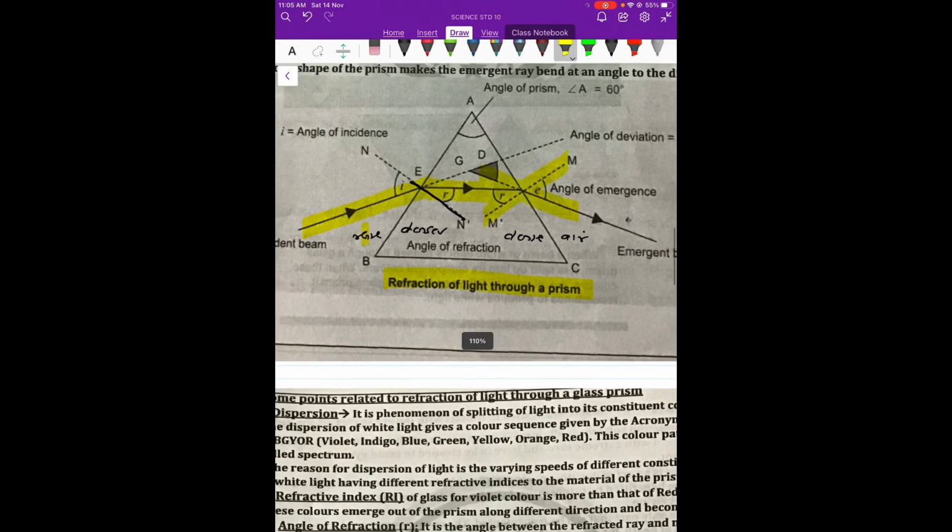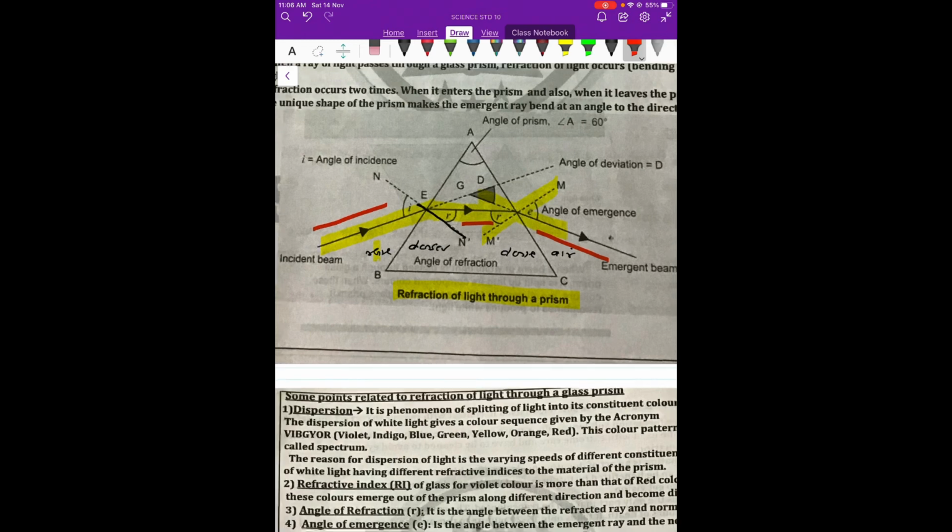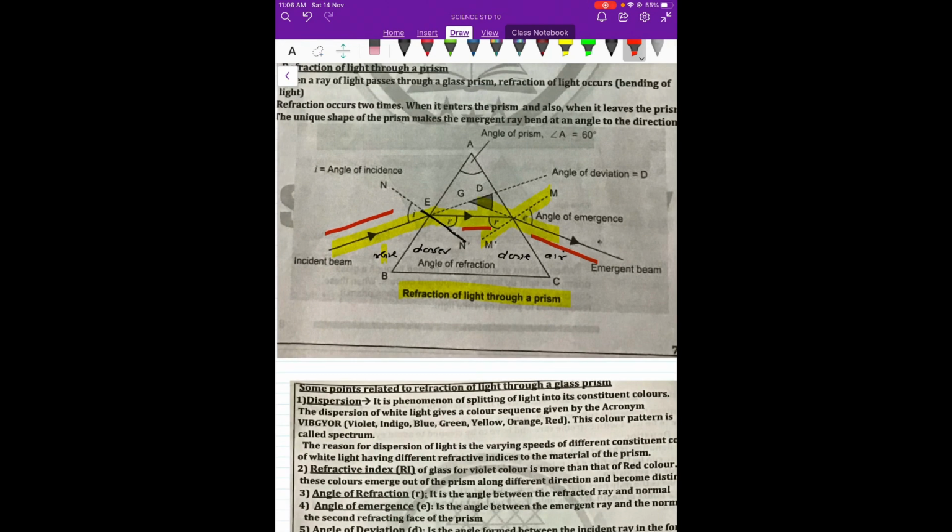So ultimately what we see, we can see different beams. This first one is called the incident ray or the incident beam. This is called the refracted beam, and the one which comes out finally is called the emergent ray or the emergent beam. Now this is the angle of incidence the first time. This is the angle of the prism, that is generally 60, and this is the angle of emergence. The final angle of emergence is this.